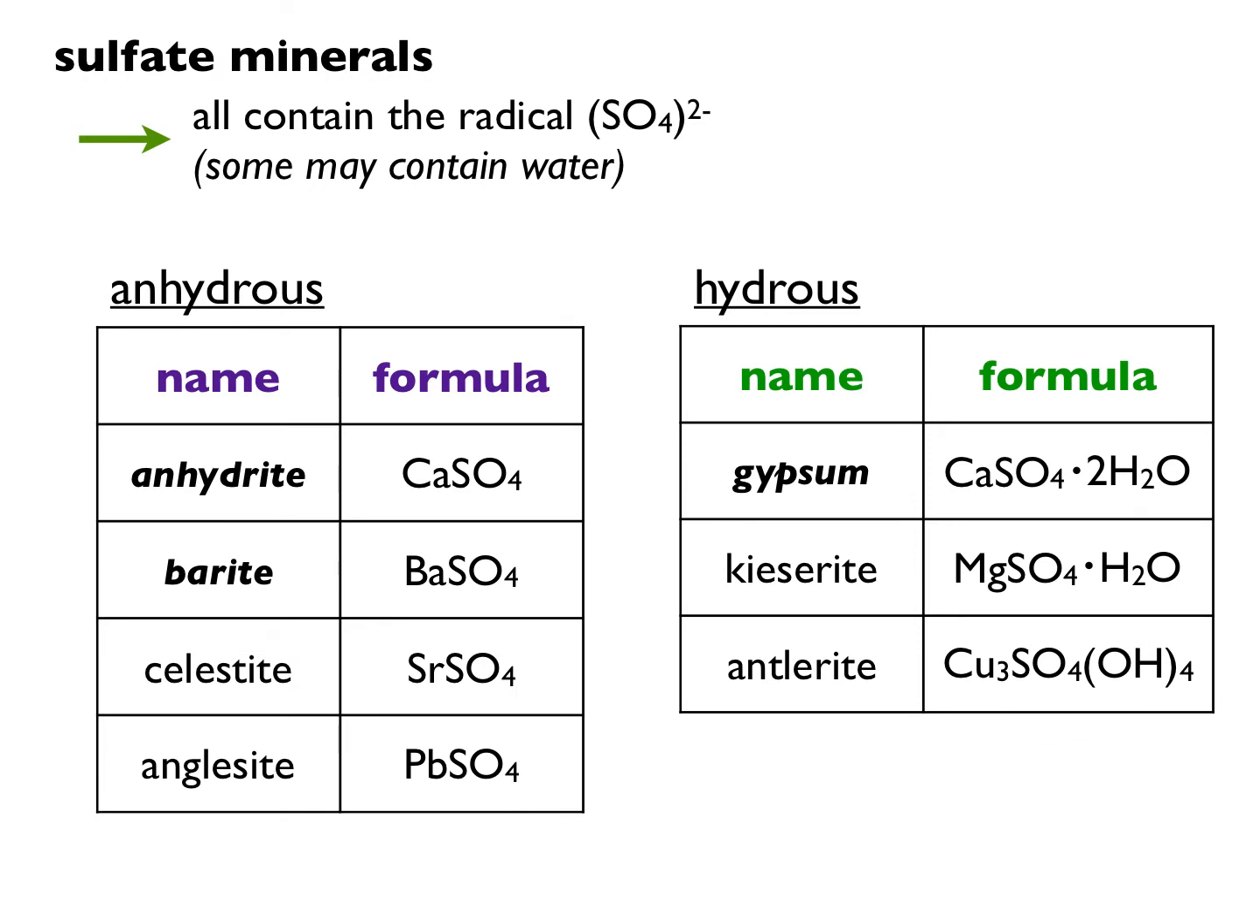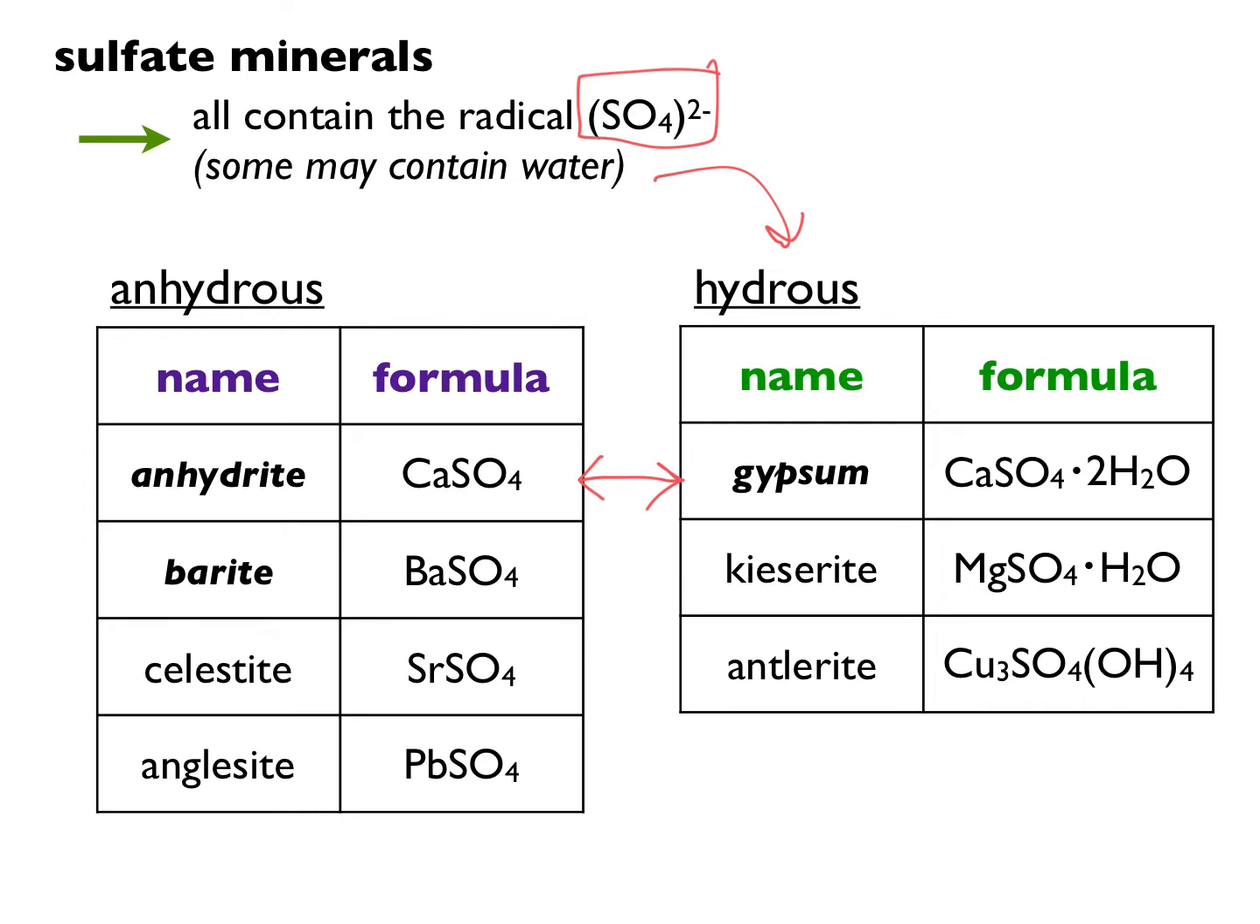So we were just looking at gypsum and anhydrite, okay? We could think about dividing all sulfate minerals. All of these, by the way, have the sulfate radical. Some contain water, so we'll call those the hydrous ones. Some do not, we'll call those anhydrous. Again, gypsum and anhydrite are the two most common types of hydrous and anhydrous sulfates. But there are some other types.